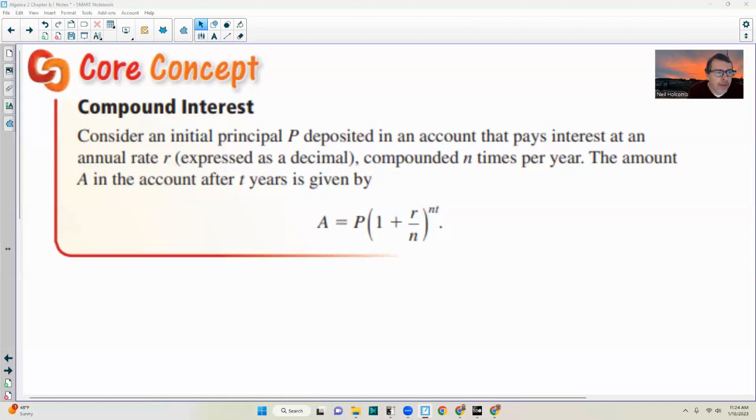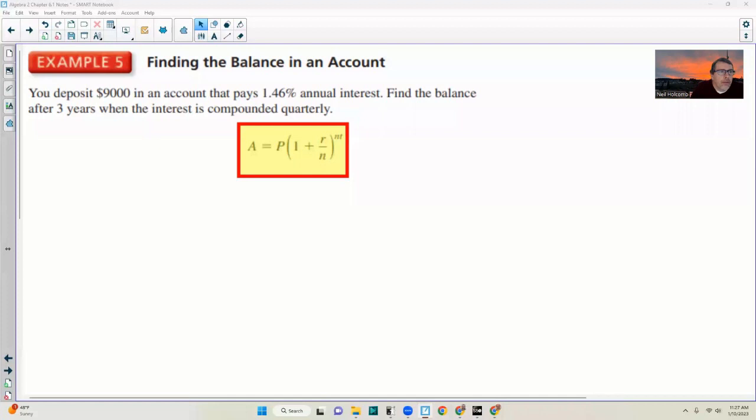The amount A, capital A, in the account after t years is given by A equals P times 1 plus R over N to the power of NT. So this is the formula we're going to start using for compound interest. Okay, so we're going to use this new formula in example 5. So it says finding the balance in an account. Okay, so you deposited $9,000 in an account that pays 1.46% annual interest. Find the balance after 3 years when the interest is compounded quarterly.